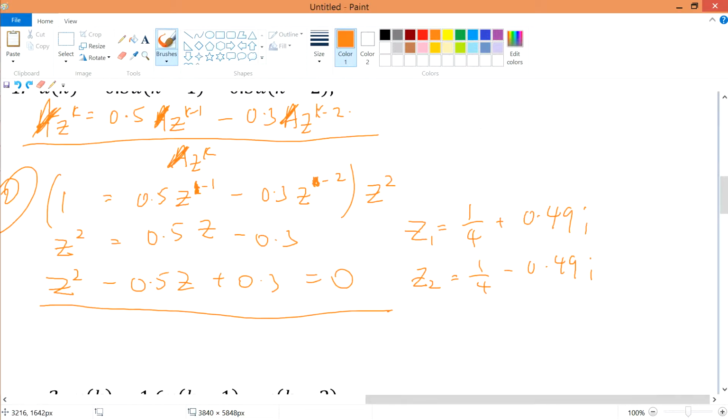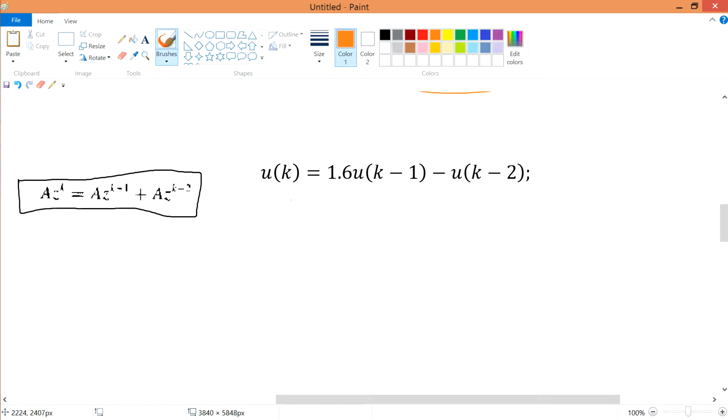It's complex. So if I have a unit circle of 1, and the real part is 1/4, this means that on the real axis it is somewhere over here, a quarter of the way, because this is 1. And 0.49i is somewhere over here. So therefore the points are somewhere over here and over here. These are the two points, Z1 and Z2. Are they in the unit circle? Yes, they are in the circle, therefore they are stable.